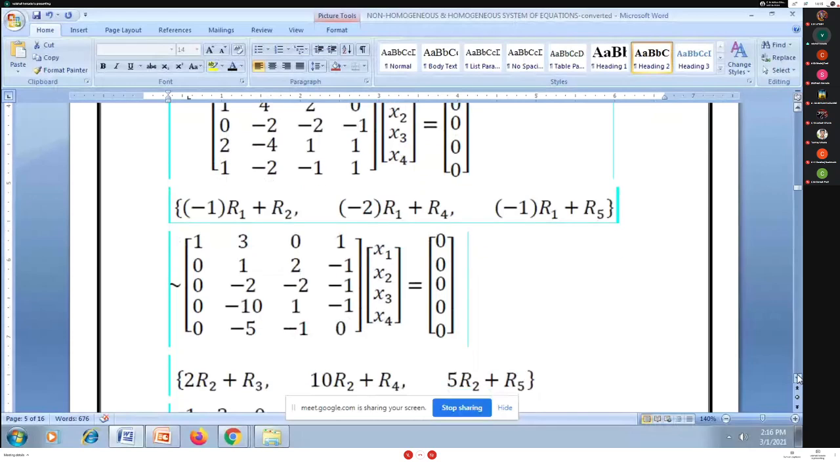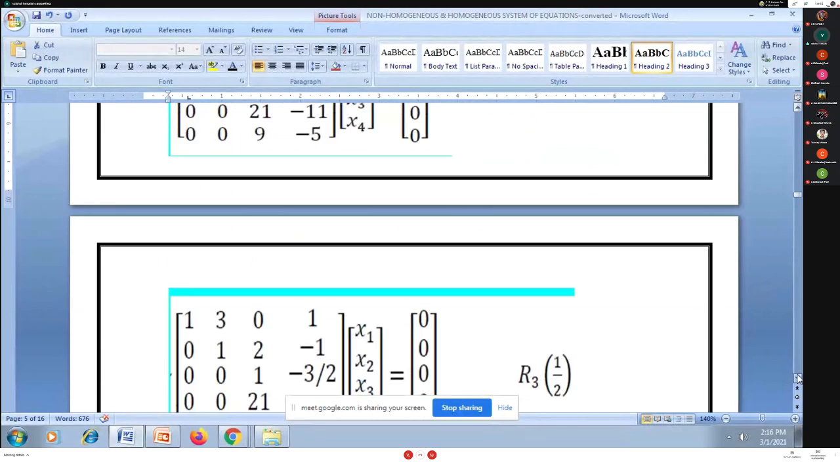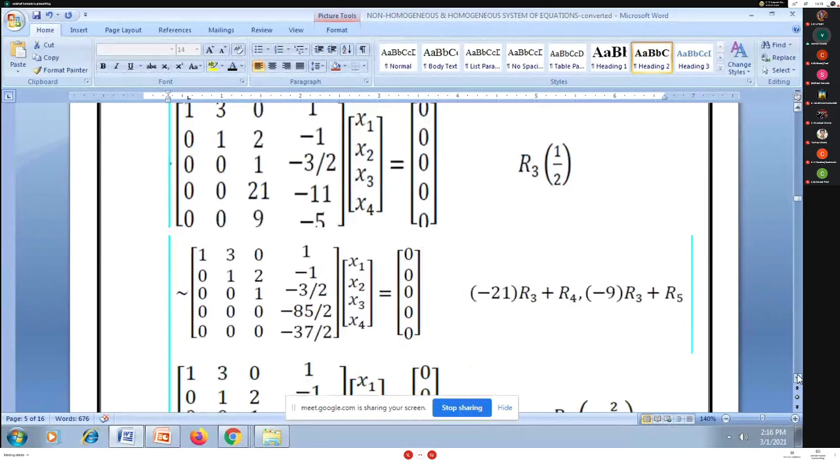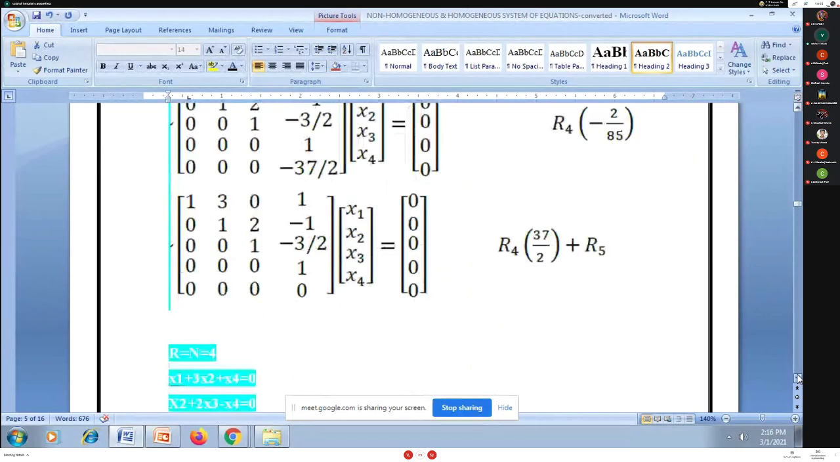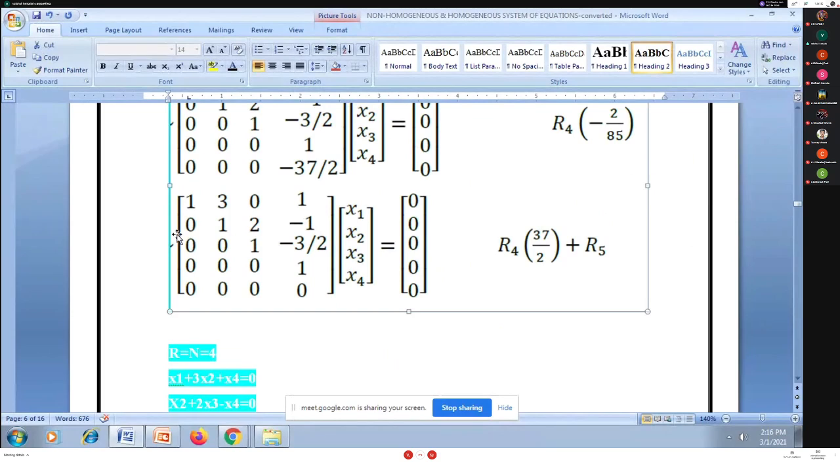So I'm using row transformations to convert this 5 by 4 matrix to echelon form. Using a sequence of row transformations here, I am getting this matrix now. I have this last matrix here, and we can see it is in echelon form.